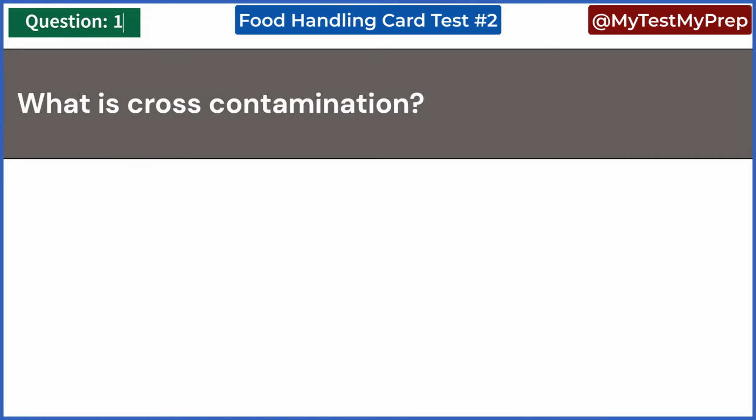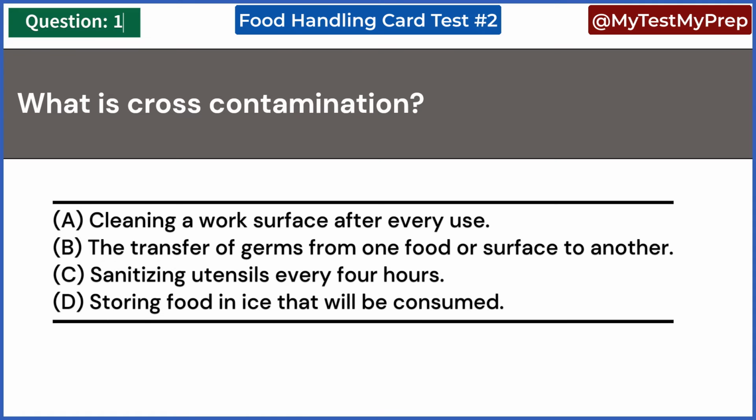What is cross-contamination? A. Cleaning a work surface after every use. B. The transfer of germs from one food or surface to another. C. Sanitizing utensils every 4 hours. D. Storing food in ice that will be consumed. Answer B. The transfer of germs from one food or surface to another.